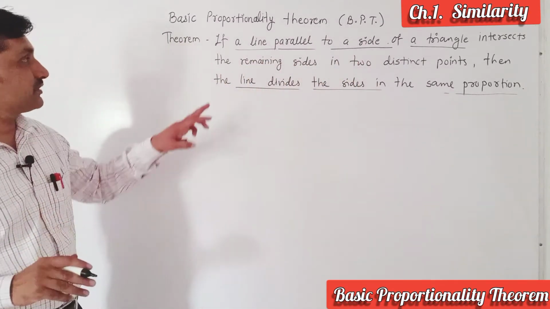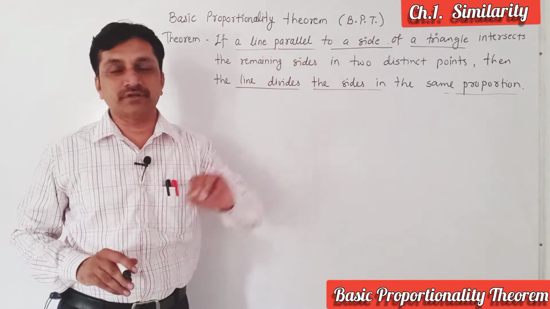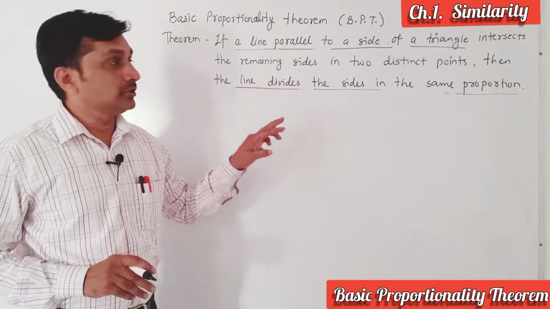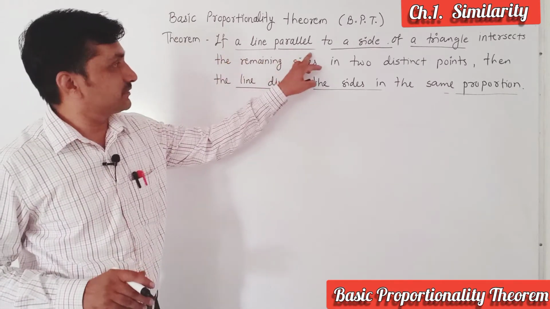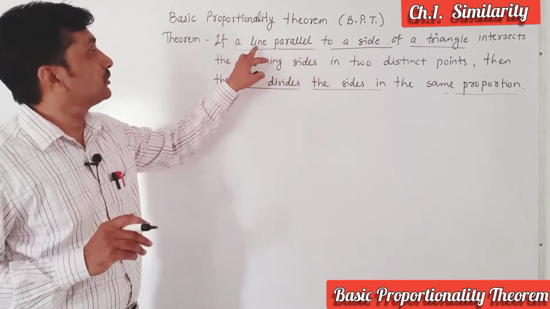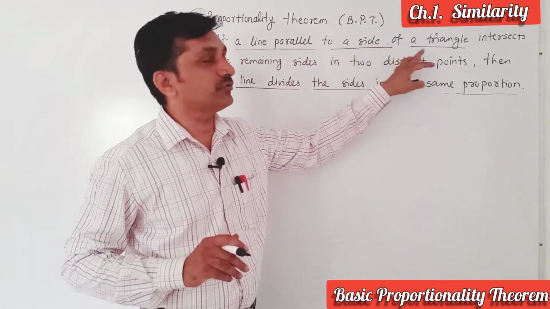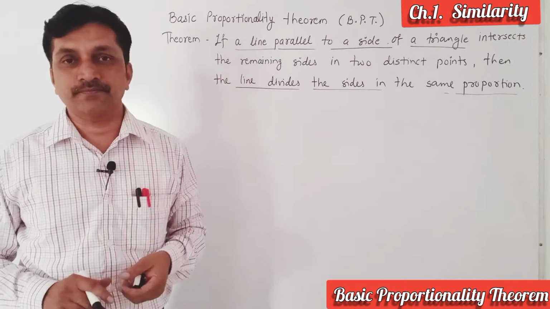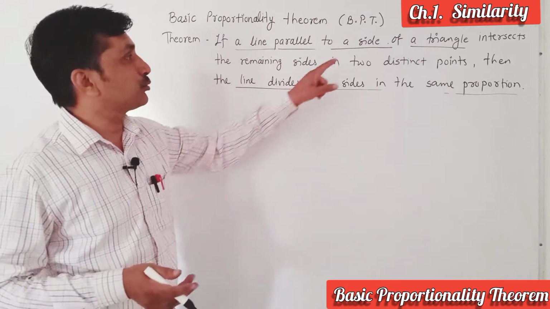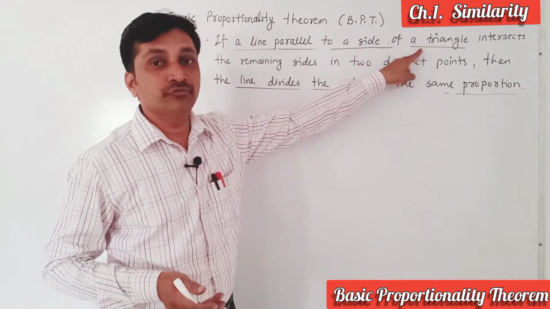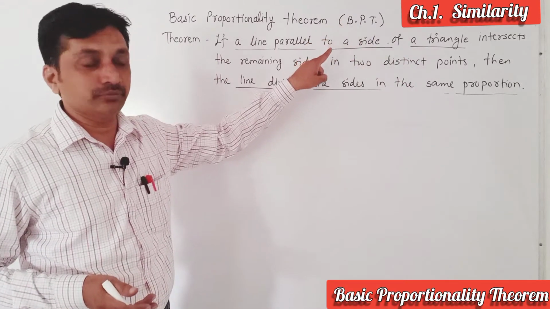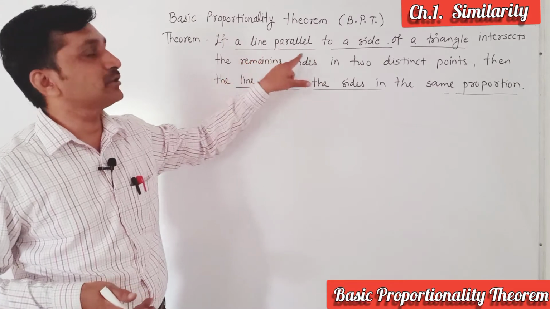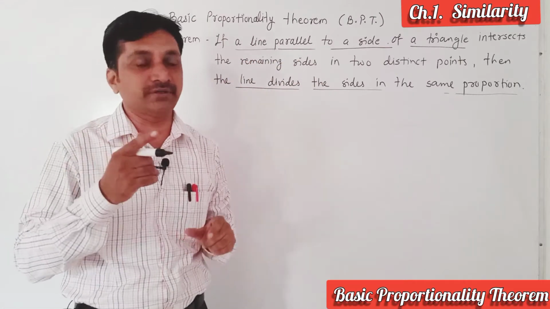The statement after "if" is called the given, and the statement after "then" is called the to prove. The statement after "if" is the given. What is given? A line parallel to a side of a triangle. It means we have to draw a figure using this information. We have to draw a triangle, give names to its sides, and then show one line parallel to a side. A side means any one side.